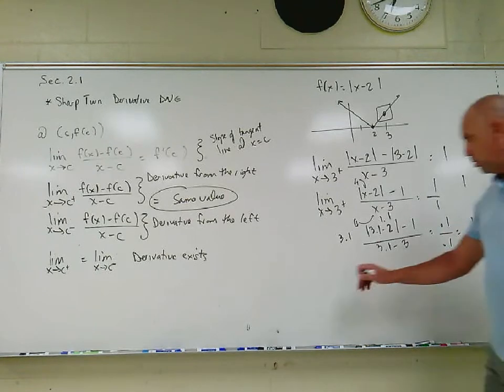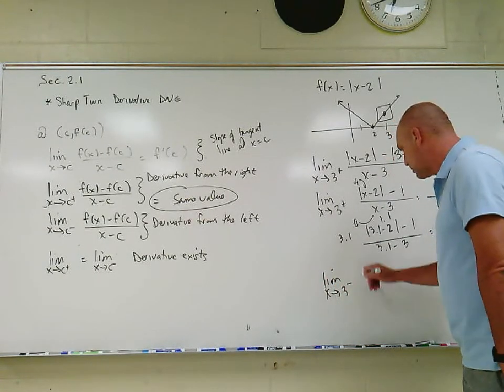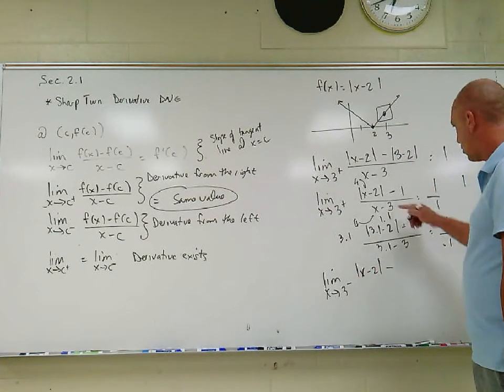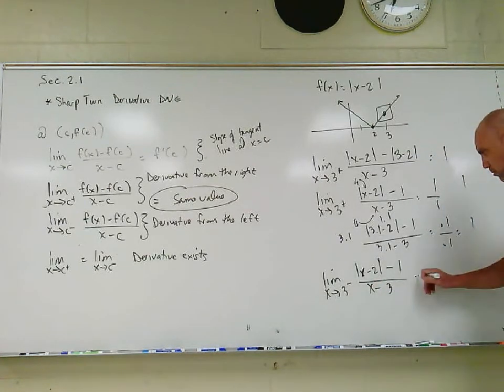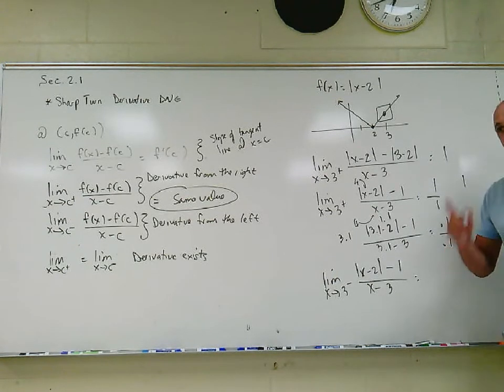So if you do the limit as x approaches 3 from the left, it's going to be the same thing. Absolute value of x minus 2 minus, what was it, 1 over x minus 3. Now let's see what happens if I plug in numbers left of 3. I'm going to pick a simple number, 2, just to plug in and see what happens. Now remember, I have to get 1 again or it doesn't exist.